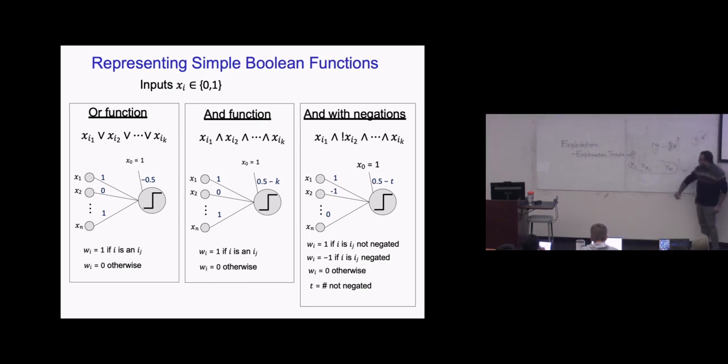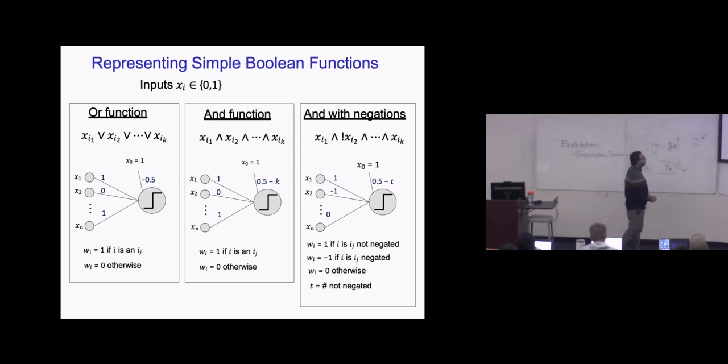And we are talking about Boolean variables here. So the OR function is basically saying that if you take any of these x and take an OR, the output should be 1 if at least one of them is 1, right? And you can approximate this with a neural network with just this kind of threshold function.